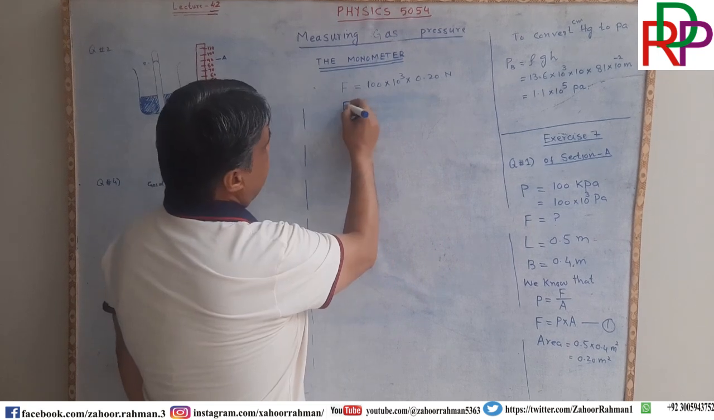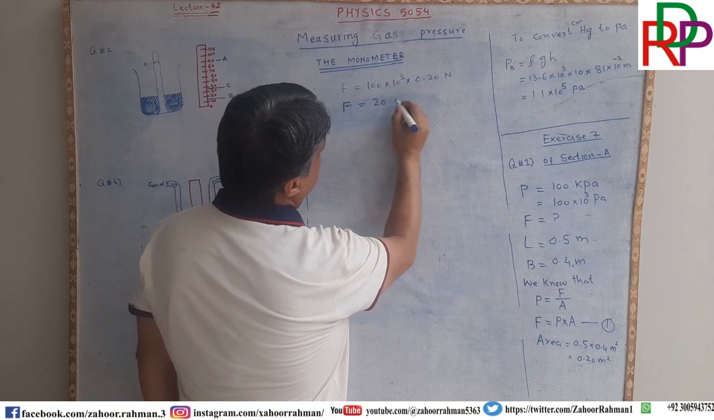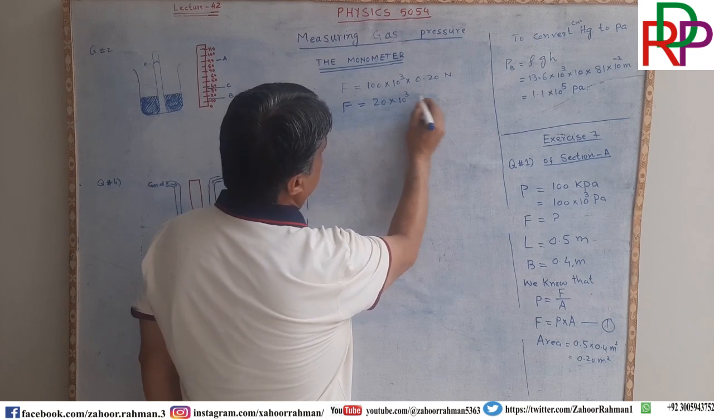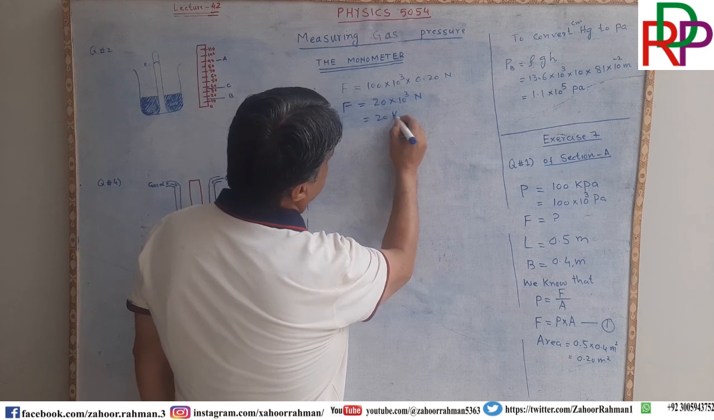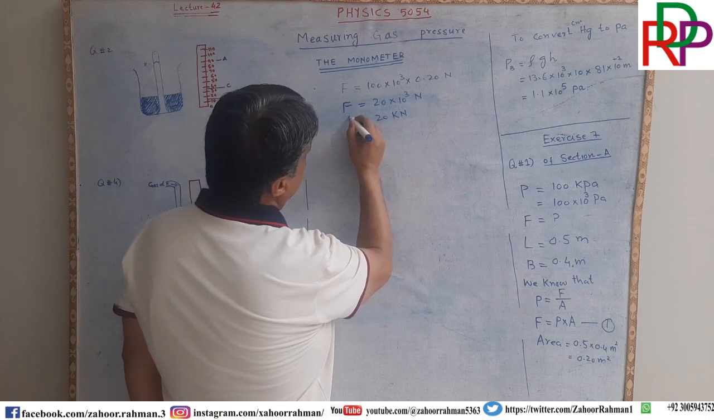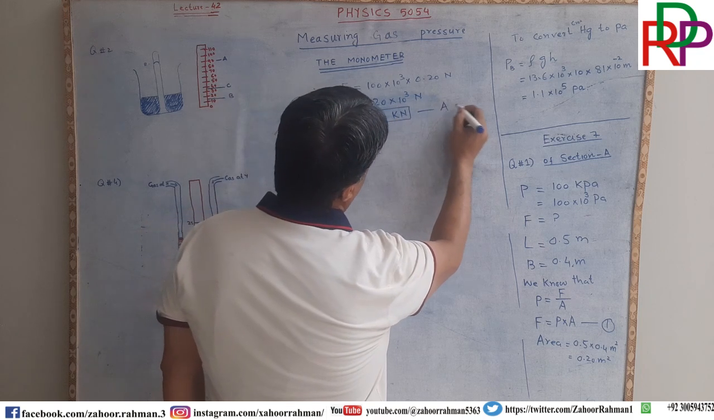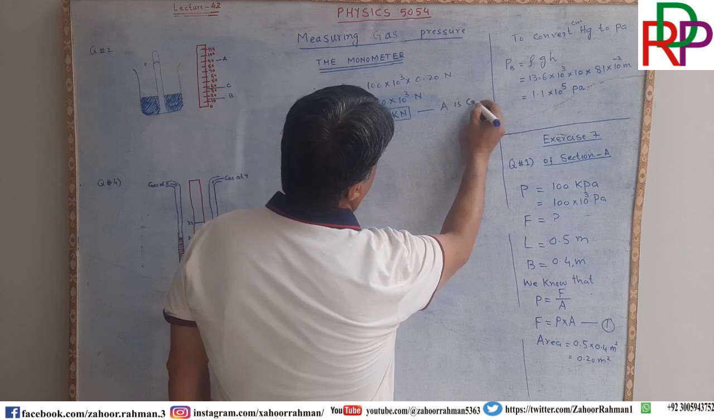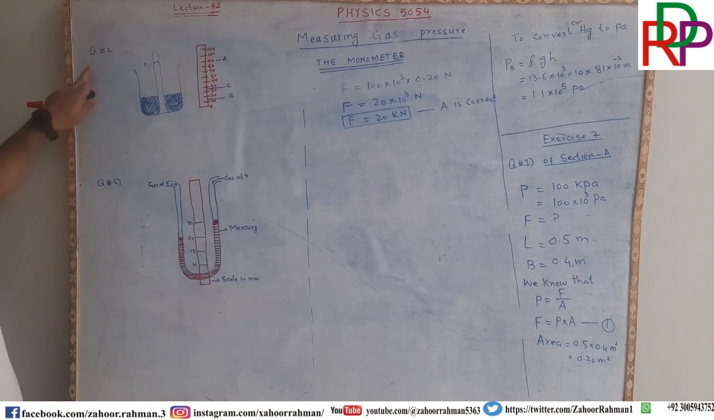So F is equal to, when we multiplied this 100, 20 into 10 raised to the power 3 Newton, and we can write it as 20 kilo Newton. The force will be exerted, and option A is correct, because that is the answer of option A.